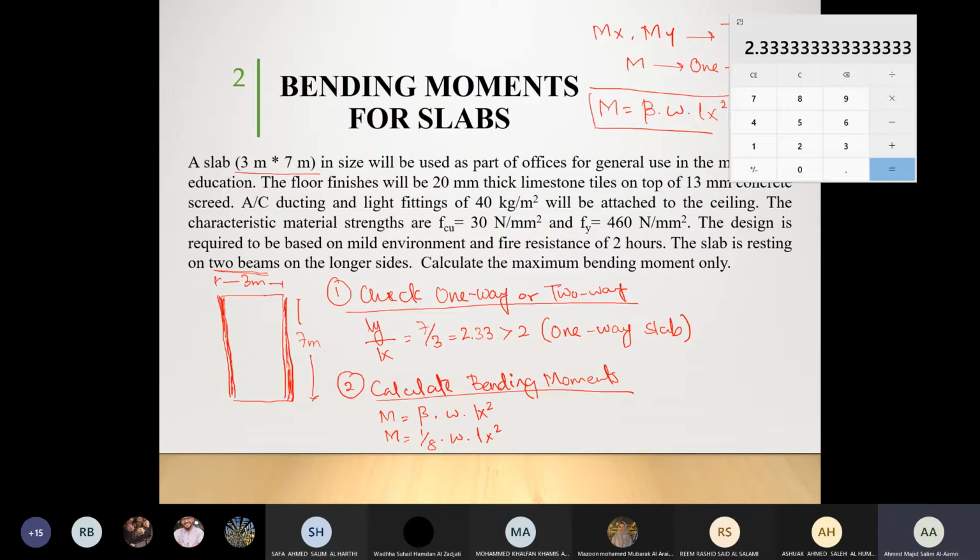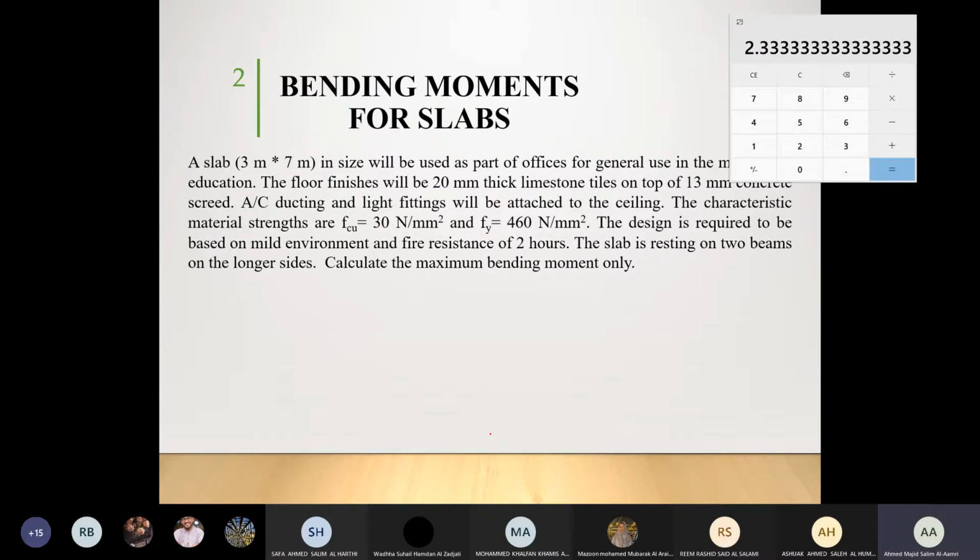We need to calculate our W. Now, in order for us to calculate the W, we'll come to the weights and loading later on. If you remember in the last class, we have said W is equal to 1.4 dead load plus 1.6 into live load. And we said dead load will consist of self weight and the finishes available. Live load will either be given, or you need to verify it from the code.